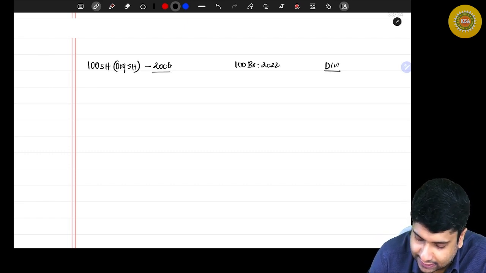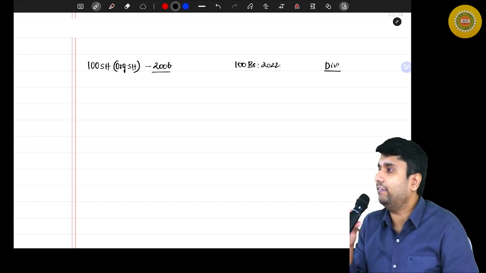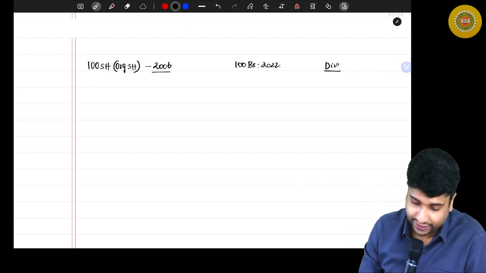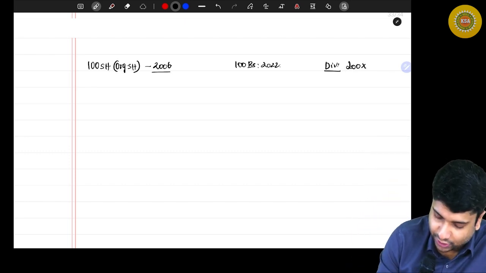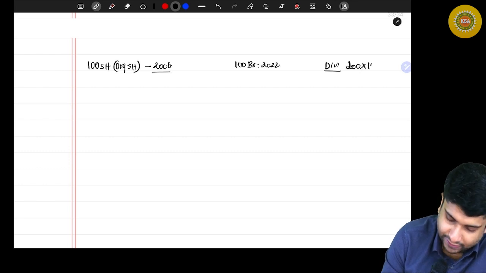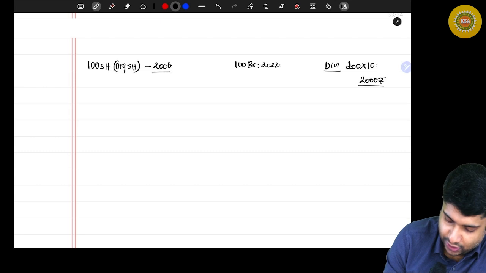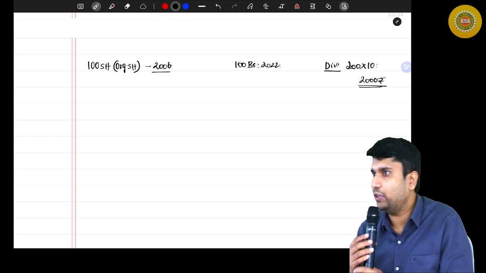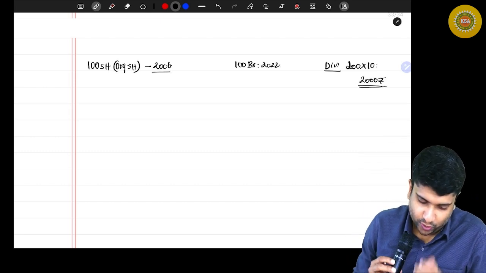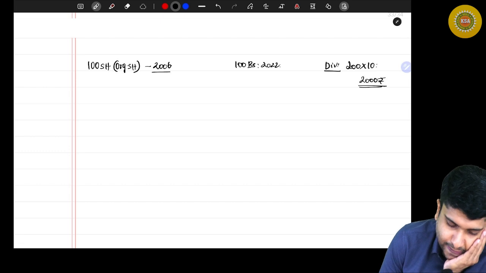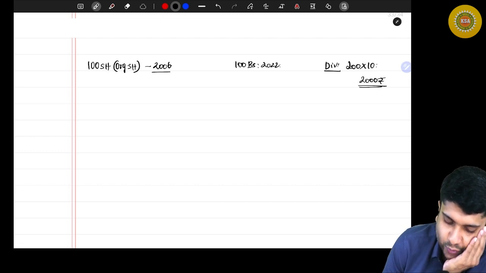You tell me at the time of receipt of dividend how many shares he has? 200 shares he has. So 200 shares into what is the amount of dividend that he received? 10 rupees per share. That means 2,000 rupees he has received as dividend. Are you with me? Then he sold all the shares on 1/10/2023.